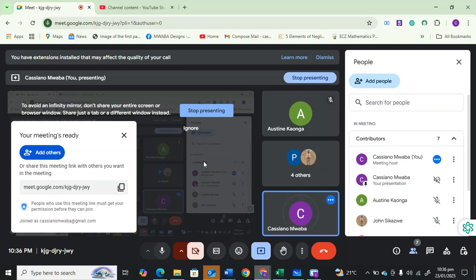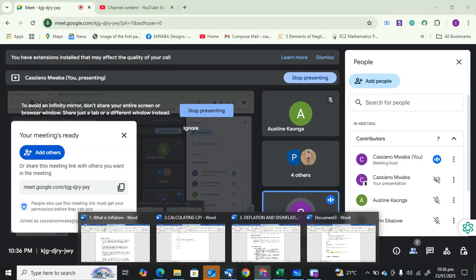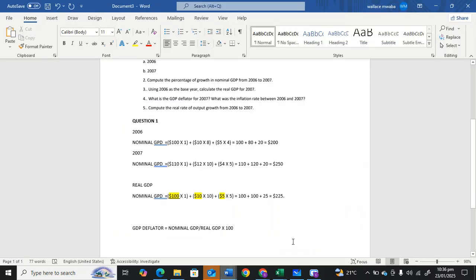So when we do our tabulation, the nominal GDP for 2007 is 250. The real GDP is 225. Multiply that by 100. Colleagues, what is 250 divided by 225?